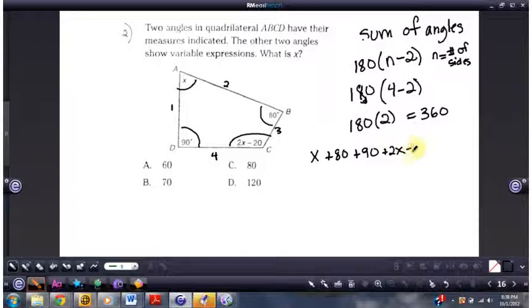From here, combine the terms. X, 2x is 3x. 80 plus 90 is 170, minus 20 is 150. Then solve for x. Subtract 150.